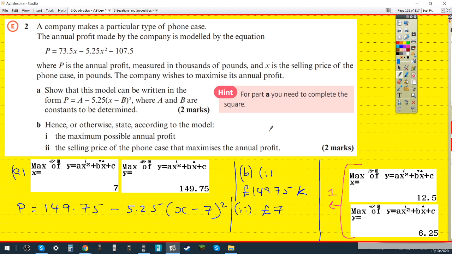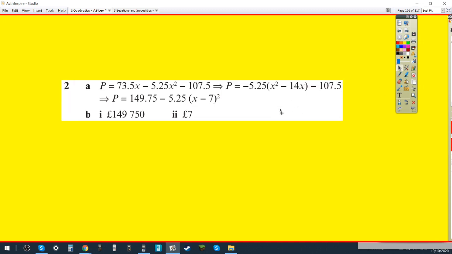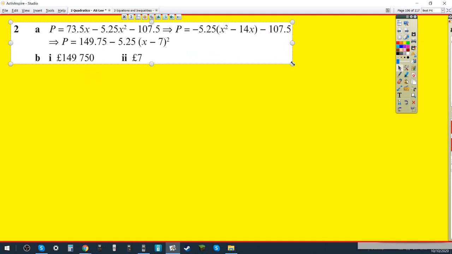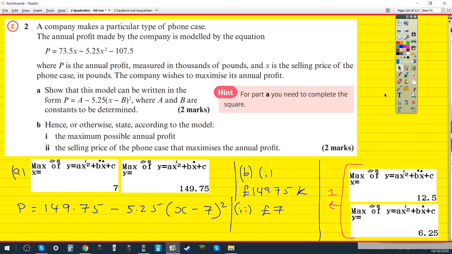And next, selling price measured in pounds. Yes. Let's see. There we go. And so we didn't need the roots for this one. Yeah. So you can see here, they did it the old-fashioned way. You factorize out minus 5.25. Then you've got x squared minus 14x, and they changed that into x minus 7 squared minus 7 squared. Yeah. And they end up with these numbers. But if you can use the calculator to just get them, that's helpful. Okay. Any questions with that? Nope.